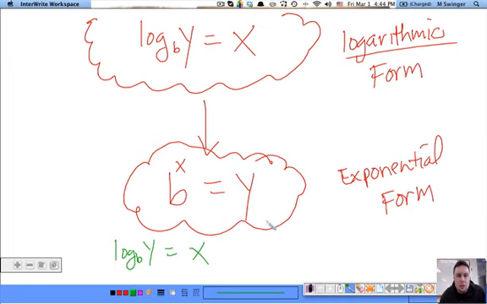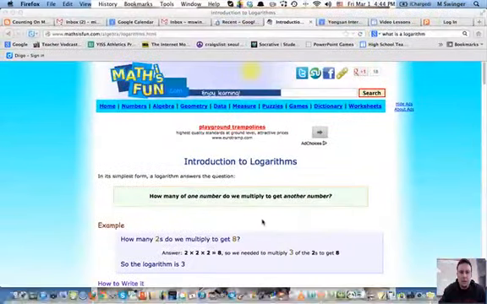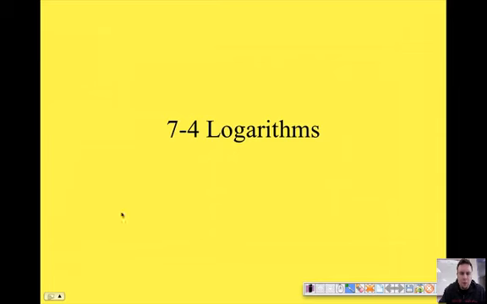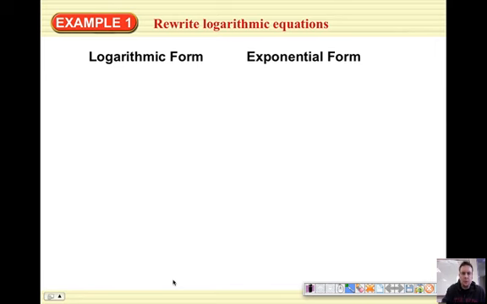So let's do some examples. Okay? Make sure you write this down. This is important. Let's go back to the slides and go through some problems. Section 4, logarithms. All they want you to do, example 1, is rewrite the logarithm.